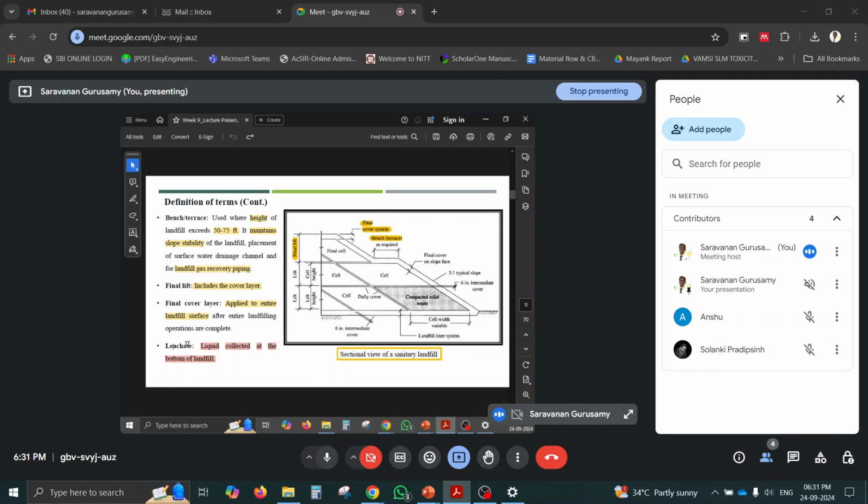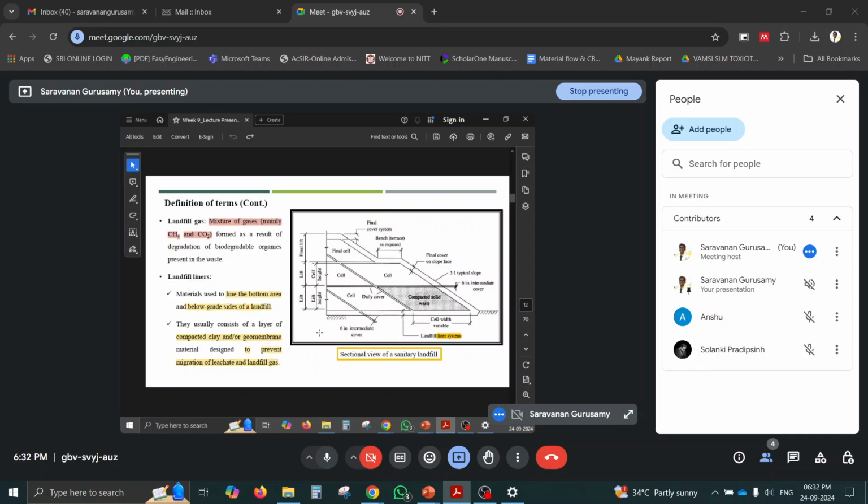Okay. Then leachate is the liquid collected at the bottom of the landfill. That's the definition. Why is leachate generated? Because of rainfall, that is called precipitation, or due to anaerobic digestion of the solid waste, which may create some water. In the reaction itself, some H2O will be formed. That water will also be collected due to gravity and will enter the bottom of the landfill.